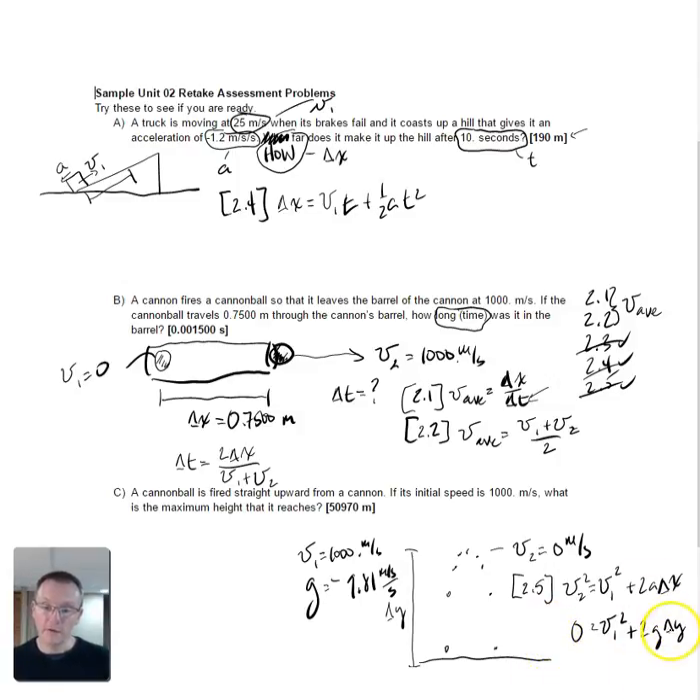So if I solve that for delta y, it's going to look like this, right? So I'm going to subtract v1 squared from both sides. End up with negative v1 squared divided by 2 little g is equal to delta y. And that should get us the correct answer right there. So again, the opposite of v1 squared over 2g should get us the correct answer.